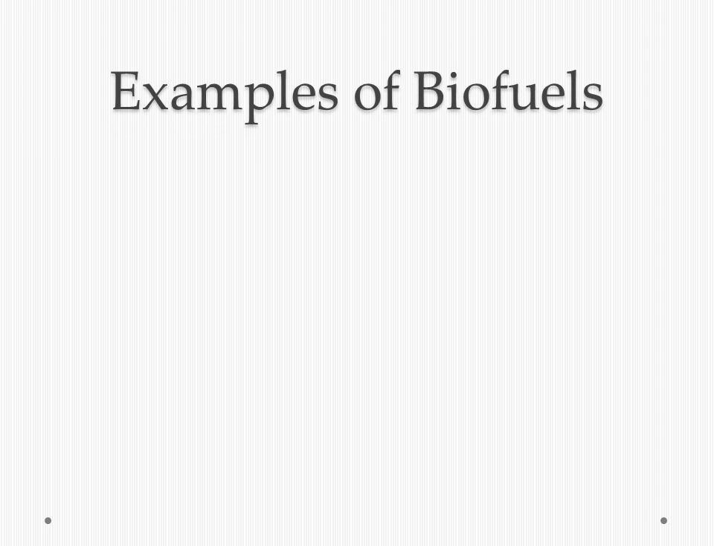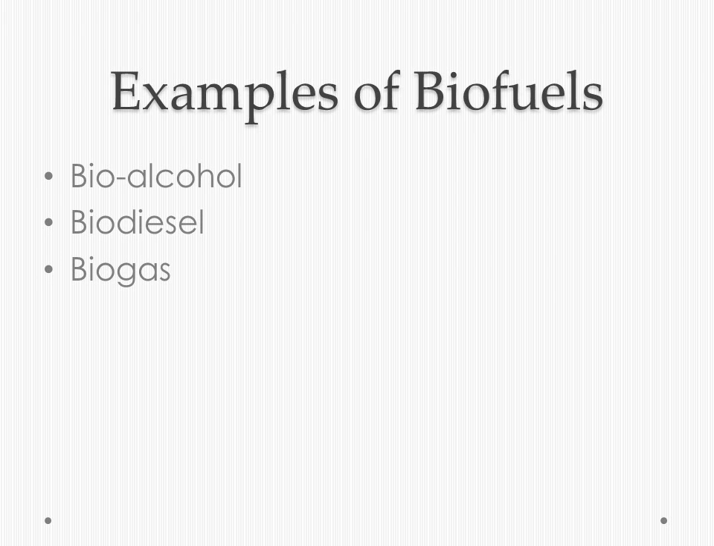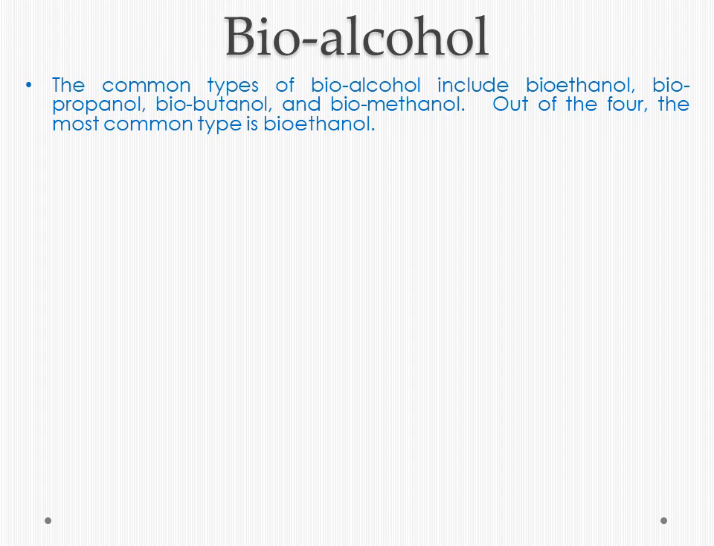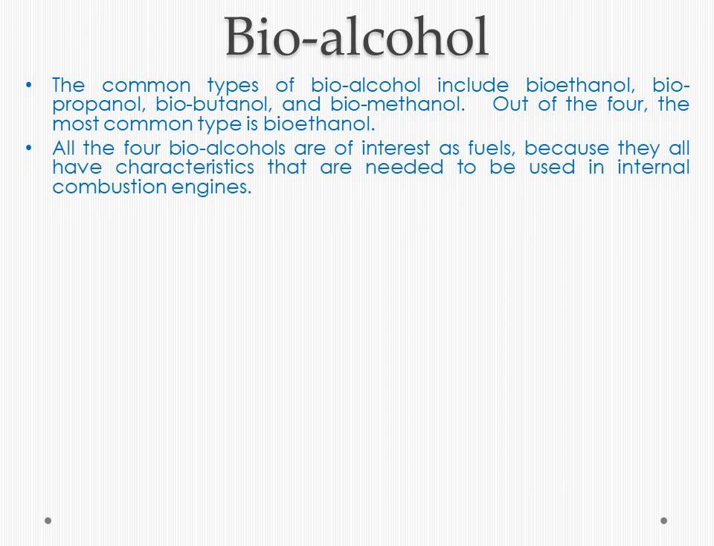Now some of the examples of biofuels are bioalcohol, biodiesel, biogas. Bioalcohol. The common types of bioalcohols which are produced are bioethanol, biopropanol, biobutanol and biomethanol. And out of these four, the most common type of bioalcohol is bioethanol. And when we see the characteristics of all these four bioalcohols, all four are of interest as fuels because these have those characteristics which are needed to be used in internal combustion engines.